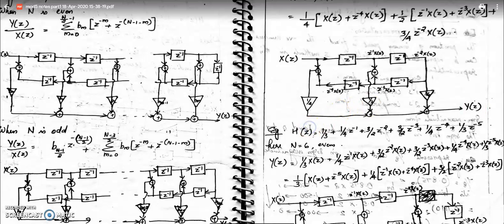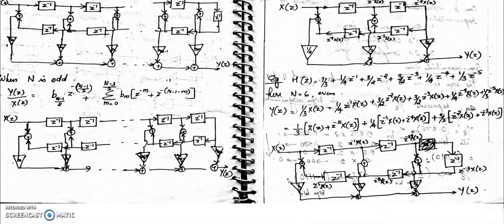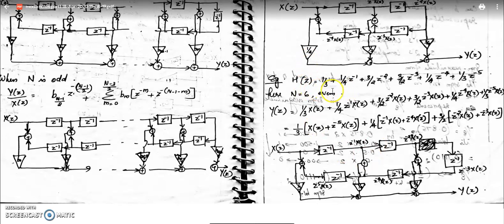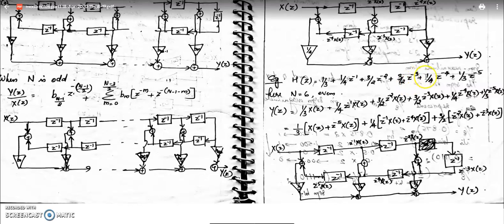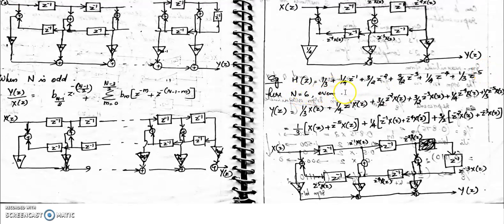Okay, let us see another example also. Here, h of z is equal to 1 by 3, 1 by 4 z inverse, 3 by 2 z raised to minus 2, 3 by 2 z raised to minus 3, 1 by 4 z raised to minus 4, 1 by 3 z raised to minus 5. Here the maximum term is minus 5, so n is equal to 6, n minus 1 is 5, so n is equal to 6, so it is an even number.